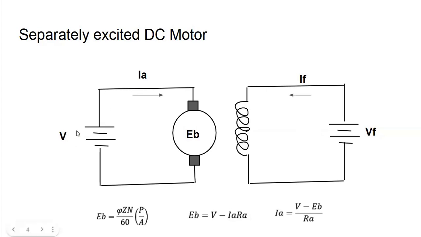With the help of the supply voltage V, an armature current Ia will flow within the armature circuit, and a back EMF Eb is induced in the armature winding. Eb is given by phi Z N by 60 into P by A. Applying the KVL equation within the armature circuit, Eb can be written as V minus Ia Ra, where Ra is the resistance of the armature winding. From this equation, Ia is equal to V minus Eb by Ra. So these are the equations of back EMF and armature current for this circuit.